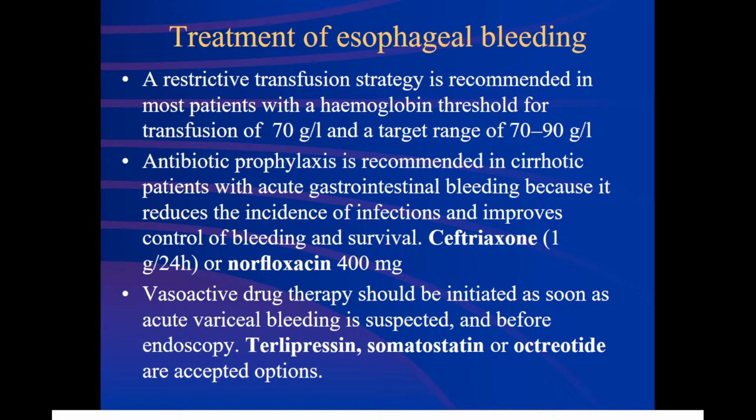Vasoactive drug therapy should be initiated as soon as acute varicose bleeding is suspected and before endoscopy. Terlipressin, somatostatin, or creatine are accepted options. So if present bleeding, have to be blood transfusion, antibiotic for prophylaxis, and for constriction of veins, you may use such drugs like terlipressin, somatostatin, or creatine.